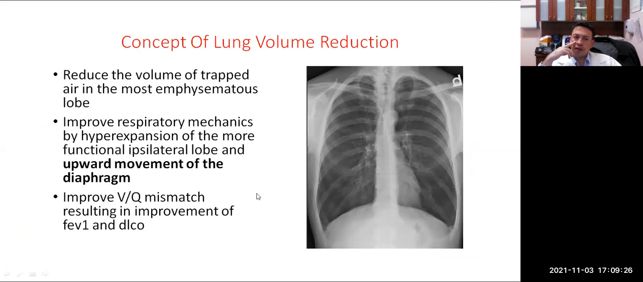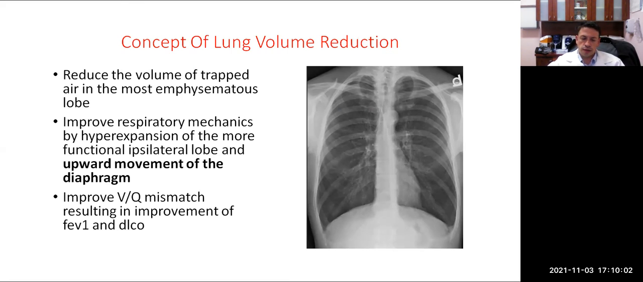So what is the concept behind lung volume reduction? So we think that patients with severe emphysema will have air trapping, and the air trapping will cause some of the mechanical problems pertaining to the diaphragm and the intercostal muscles. Specifically, we think that the diaphragms move caudally, they move down. Classically on a chest X-ray, you see the flattening of the diaphragms and the hyperexpansion of the rib cage.